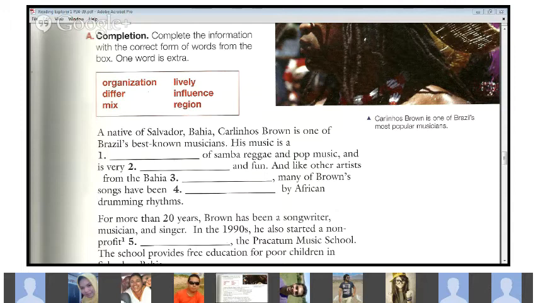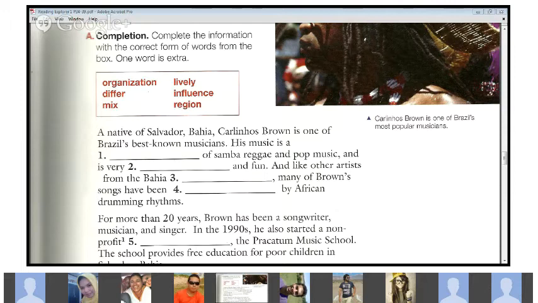Which has components of many things. Yeah, mix. It can be a noun or it can be a verb. Just be careful of how it's being used in the sentence, right? Because it could be either a noun or a verb. All right. Then region, this just means an area, and it is a noun. It's always a noun. All right. Okay, very good.